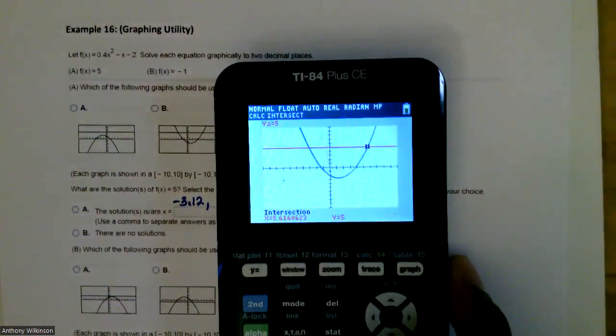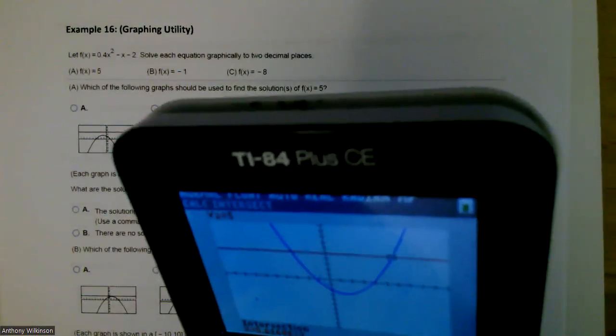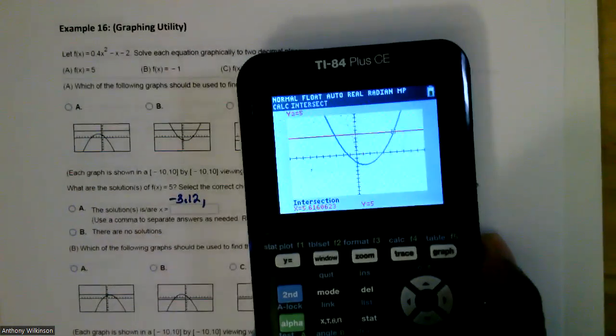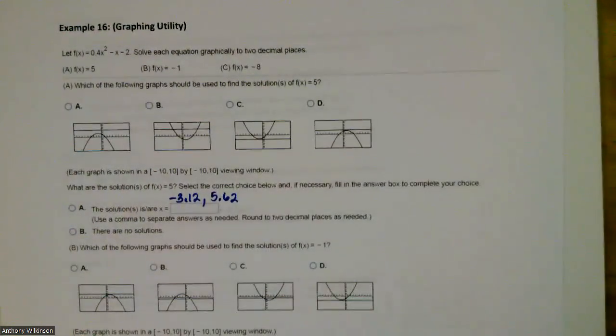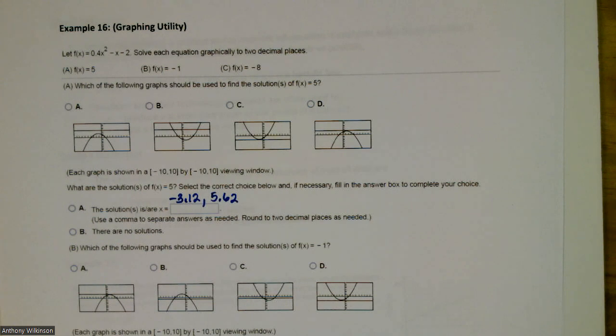Which is, in this case, 5.62, if I was to round that off to 2 decimal places. So 5.62 is the other point of intersection. Okay, so those are my 2 solutions there. And that's what part A is asking for in that problem.